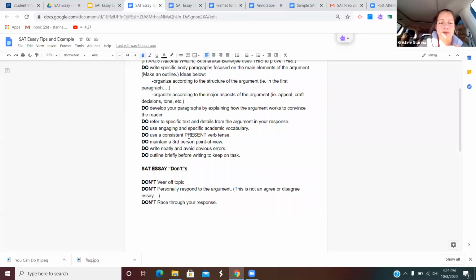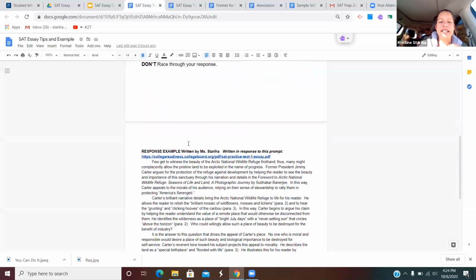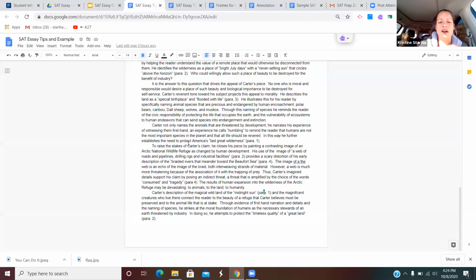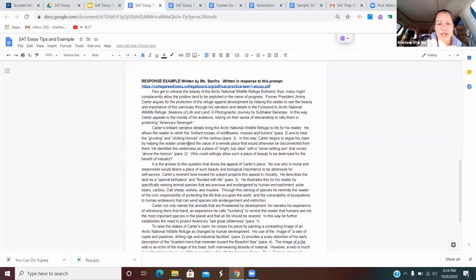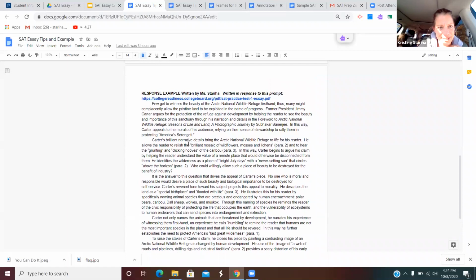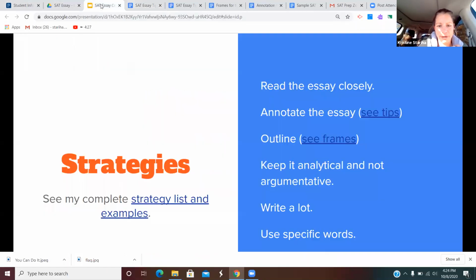So that gives you, again, there's more here, and there's an example that I wrote. You can get an idea of length and structure here. So please take a look at that. Go back to my slides here for a moment.